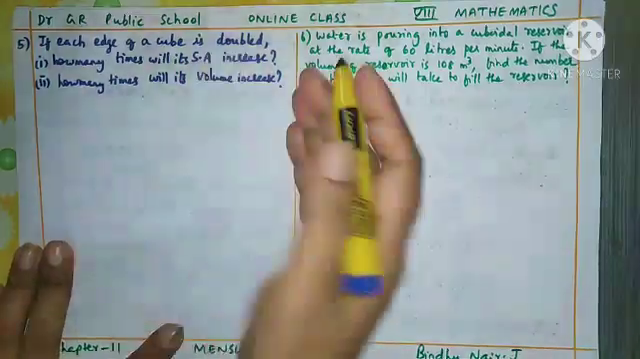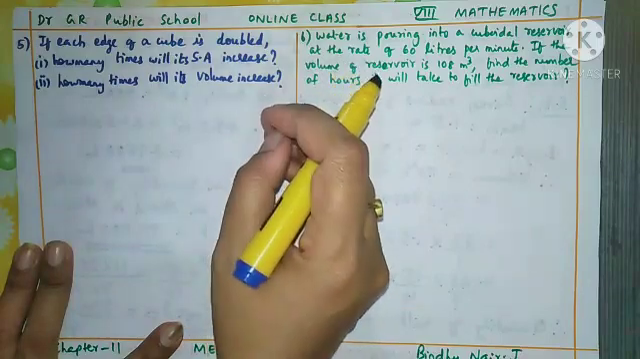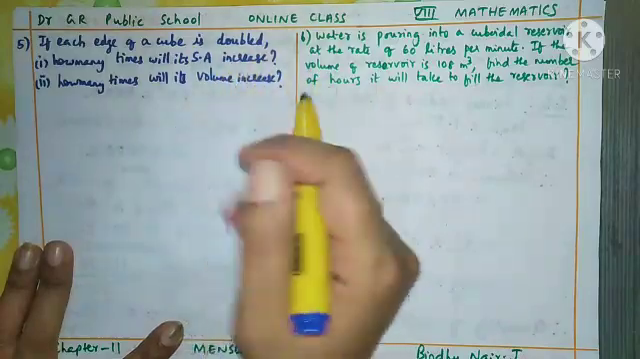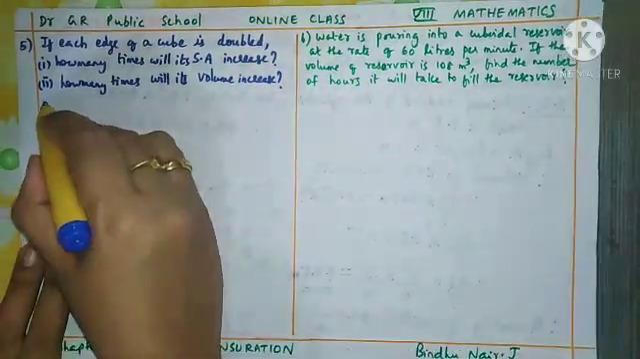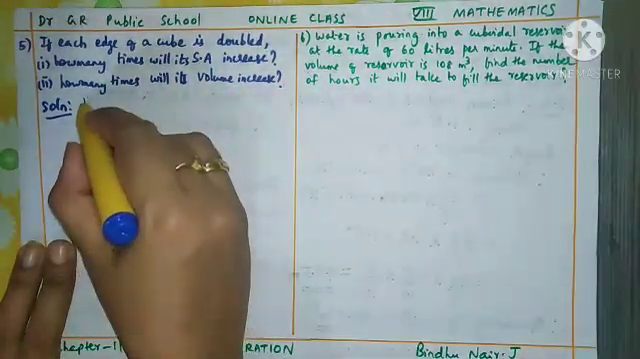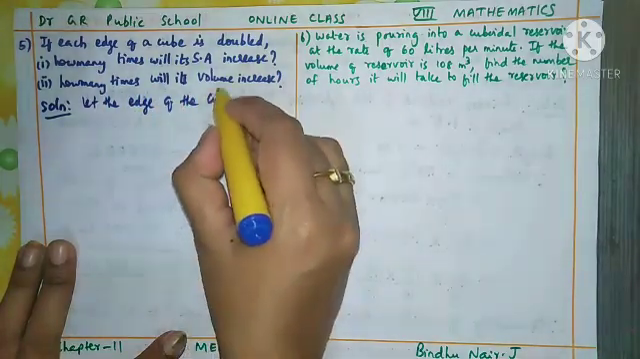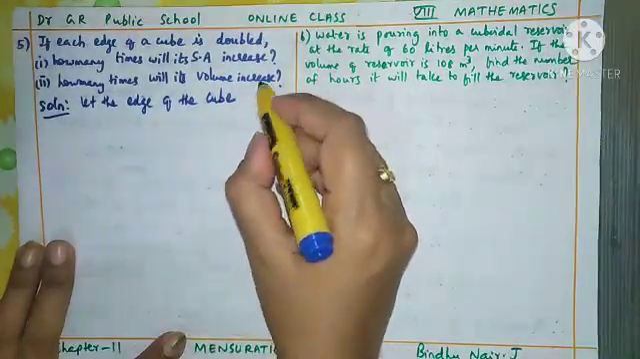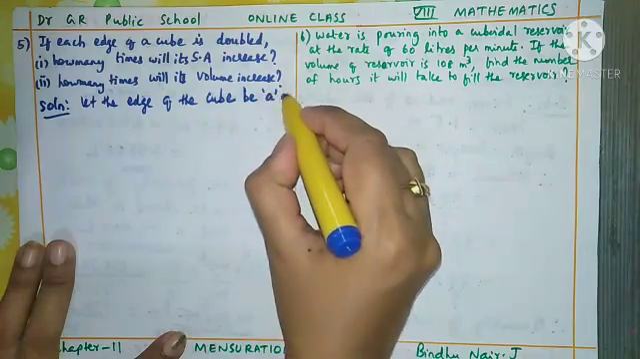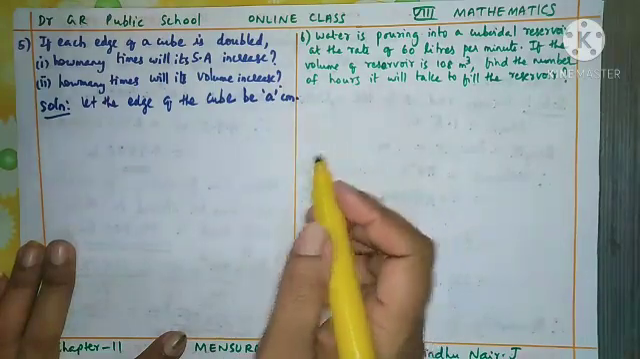So first, we don't know any side, any accurate measurement is not given. So we will consider the side as a variable, and we will use this condition to solve the problem. So solution: here the side of the cube is not given, so let the edge of the cube be A centimeters. So we took the edge of the cube as A centimeter.